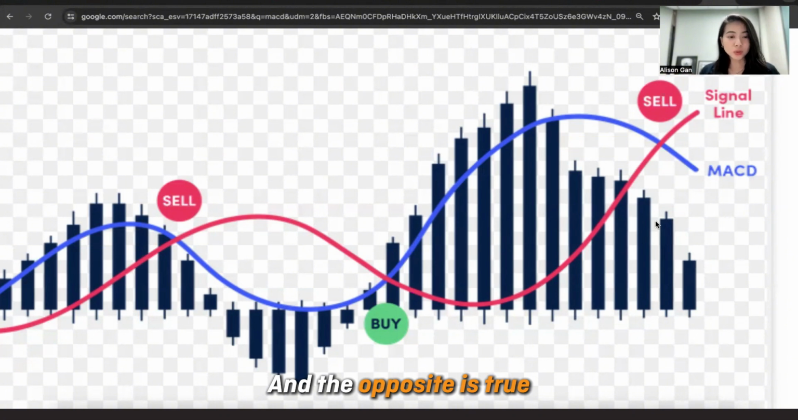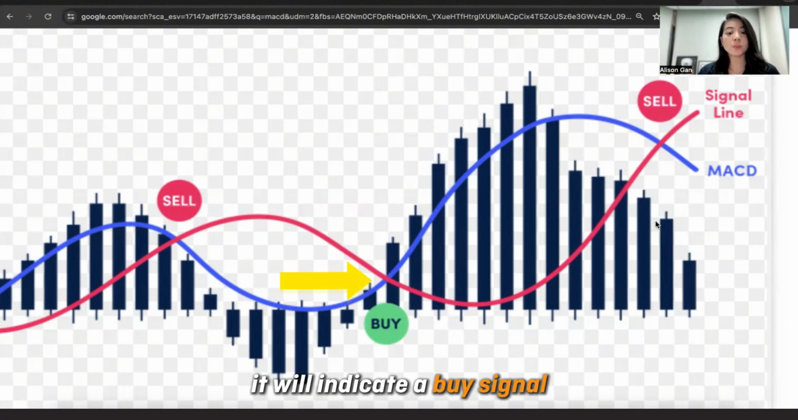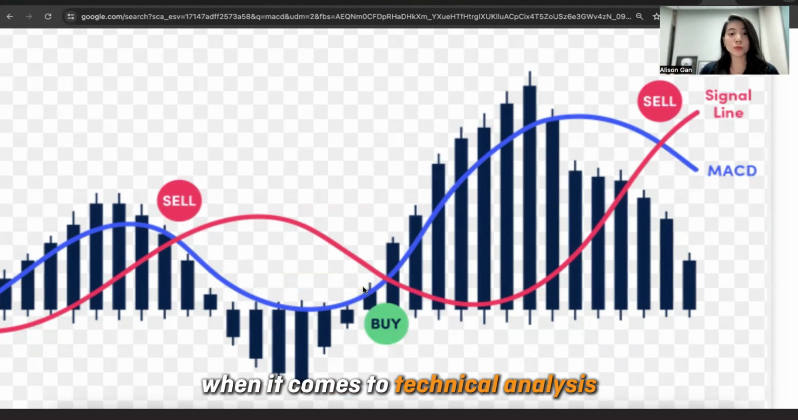And the opposite is true. When the MACD line crosses the signal line and goes above it, it will indicate a buy signal. So this is how MACD is being used by many traders when it comes to technical analysis.